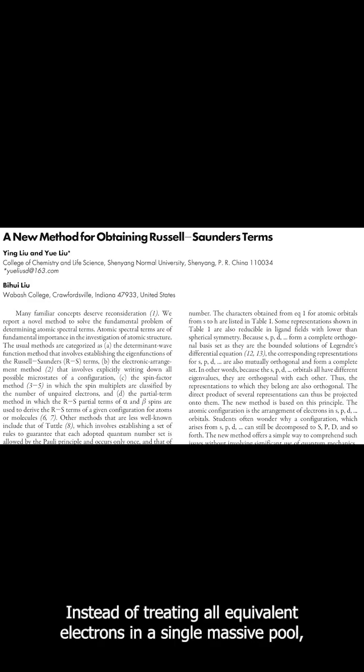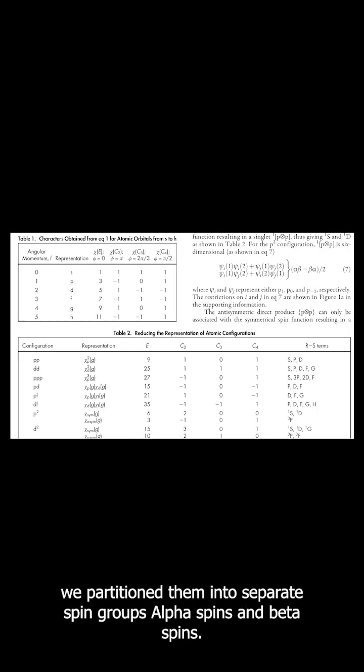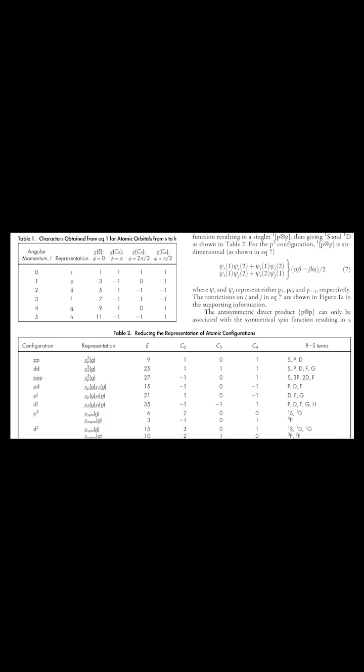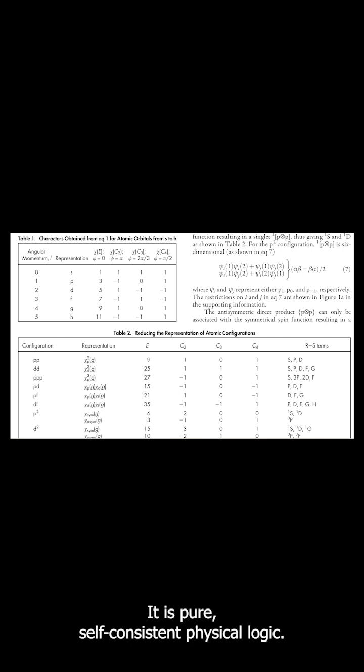Instead of treating all equivalent electrons in a single massive pool, we partitioned them into separate spin groups, alpha spins and beta spins. By doing this, we automatically rule out all the physically impossible microstates. The direct product of these spin-partitioned groups yields the exact, allowed Russell-Saunders terms in seconds, with absolutely no tables required. It is pure, self-consistent physical logic.